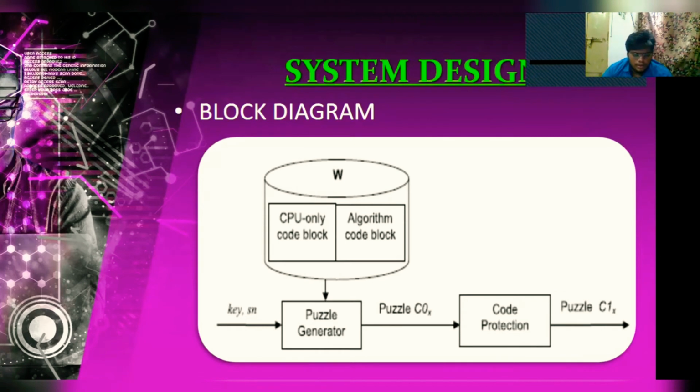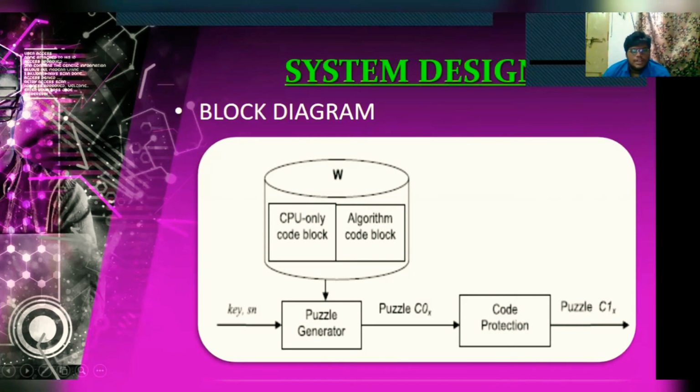When the server receives a request from the client, it sends an algorithm to the puzzle generator, which generates a puzzle CYX. When it is combined with the cryptographic keys like key SN, the code production is active. Followed by this, we finally get a software puzzle known as the puzzle C1X.